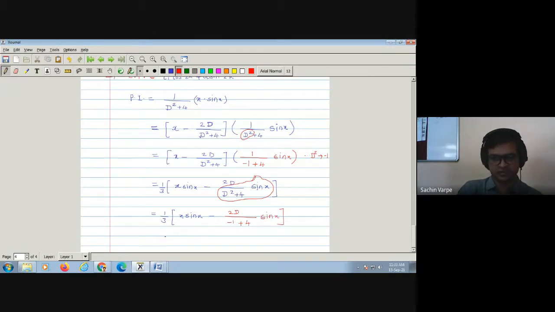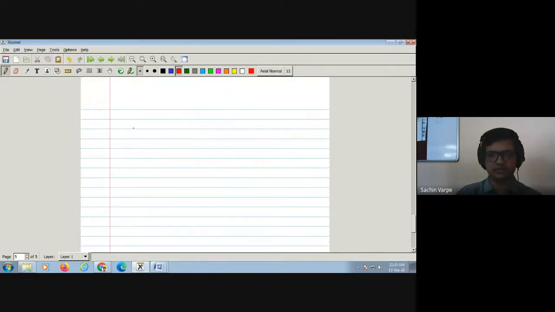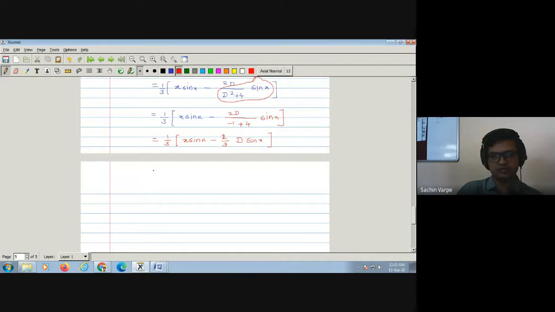Please ask if any doubt. That is equals to 1 by 3 x sin x minus 2 by 3 into d of sin x. And d of sin x means what? Cos x. D means derivative. That is equals to 1 by 3 x sin x minus 2 by 3 cos x. You can see here d is completely eliminated, and hence this is the particular integral.